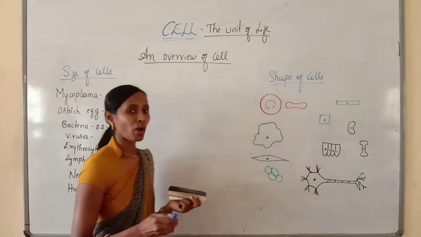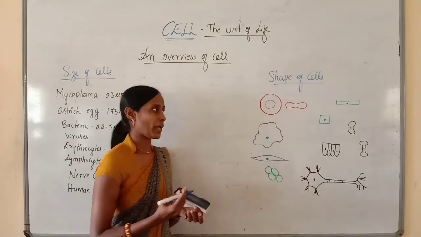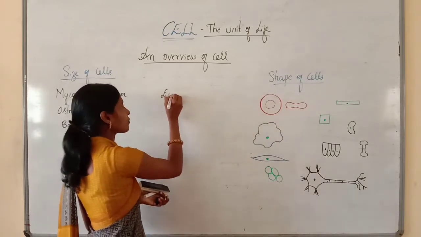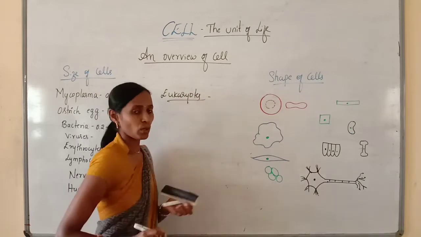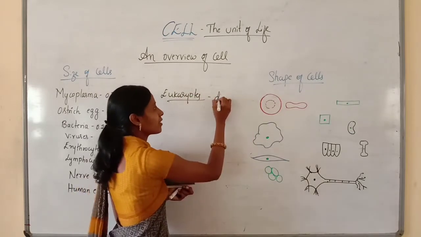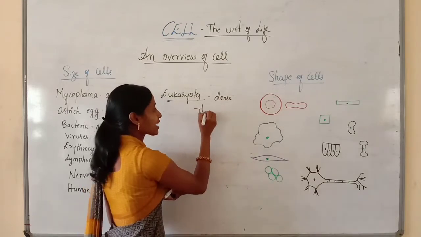Now we will see how the nucleus differs between the prokaryotic cell and the eukaryotic cell, especially in the case of eukaryotes. In eukaryotes, the nucleus is dense, quite thick, and darkly stainable.